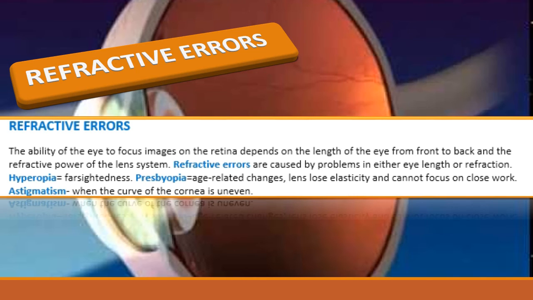When I talk about hyperopia, that is farsightedness. Presbyopia is age-related change when the lens loses its elasticity and cannot focus on close things. And astigmatism is when the curve of the cornea is uneven. So these are the conditions that you may hear that the patient is diagnosed with.